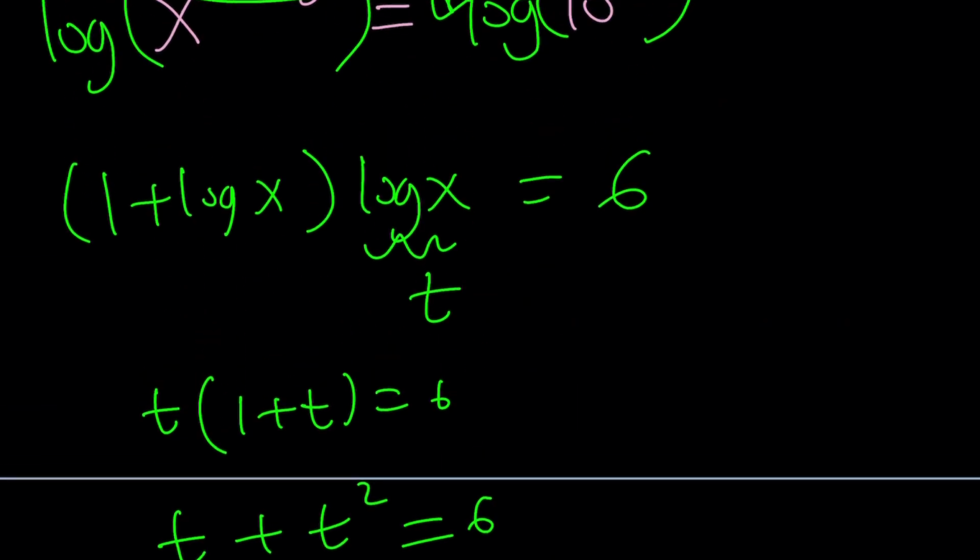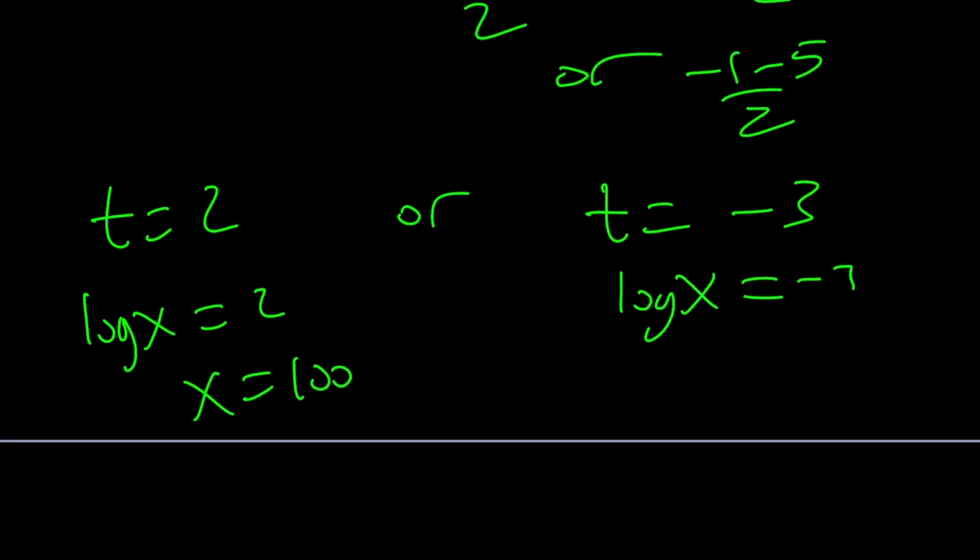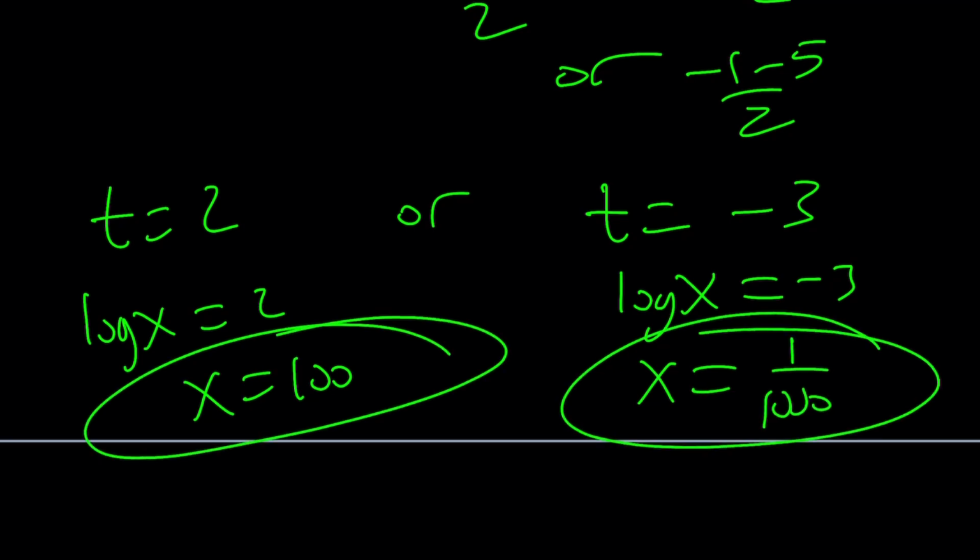And t is what? Log x. Log x is equal to 2. x becomes 100. And log x is equal to -3. x becomes 1 over 1,000. Those are going to be the same x values.